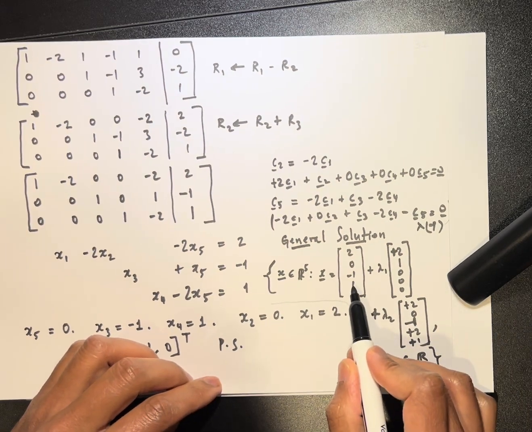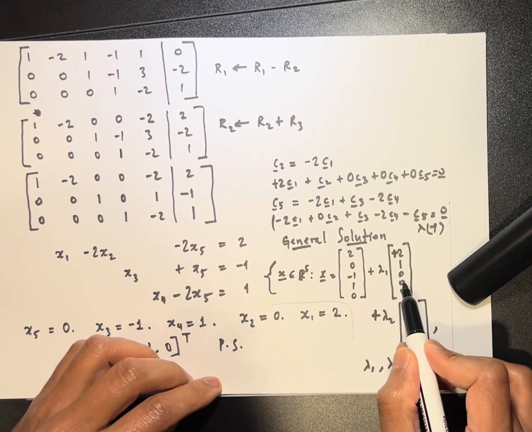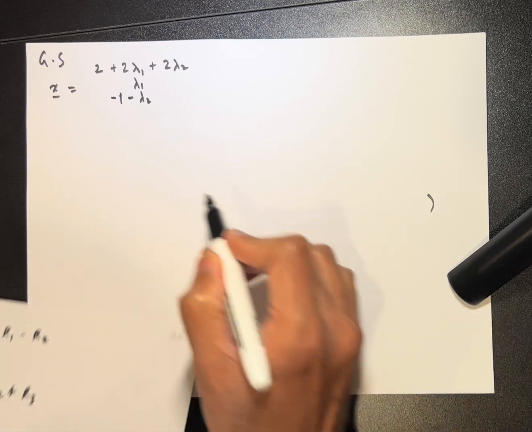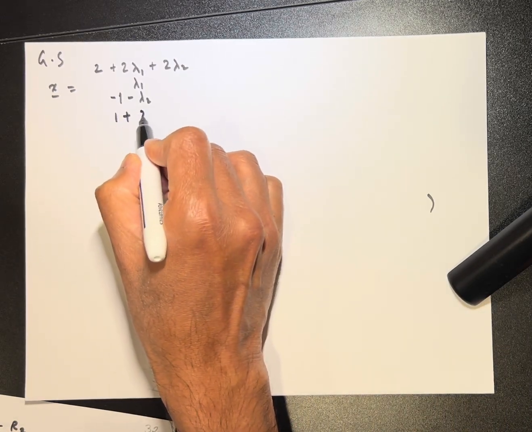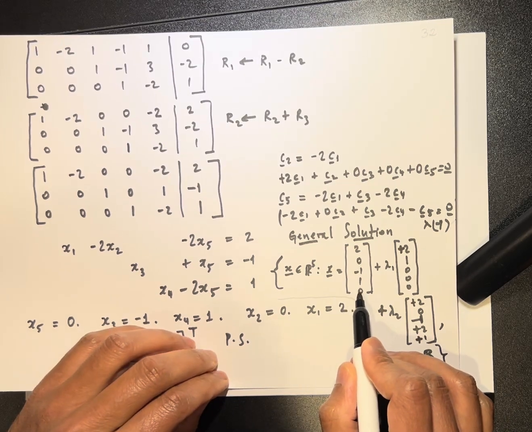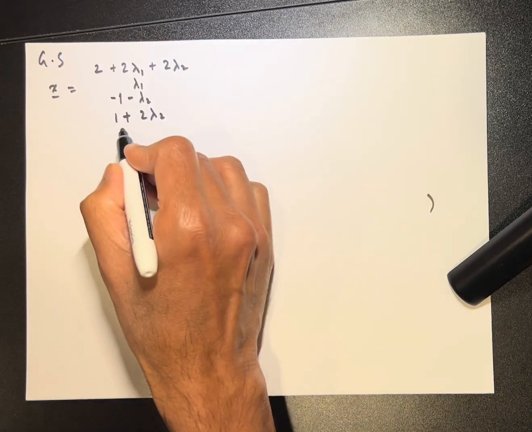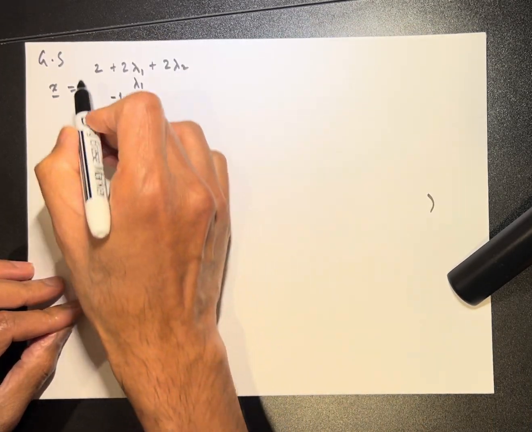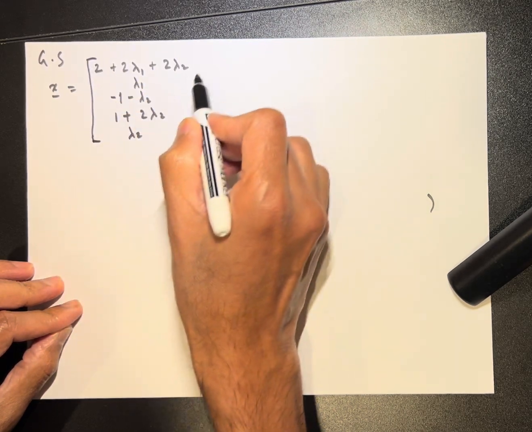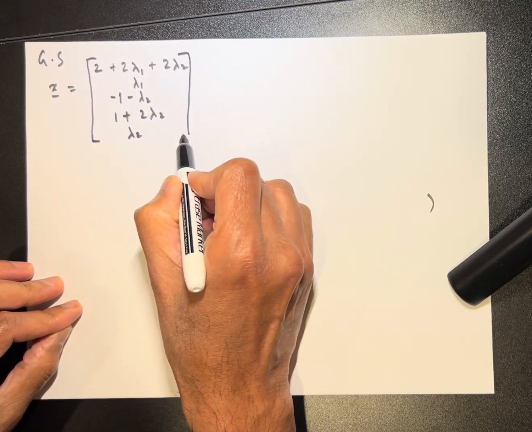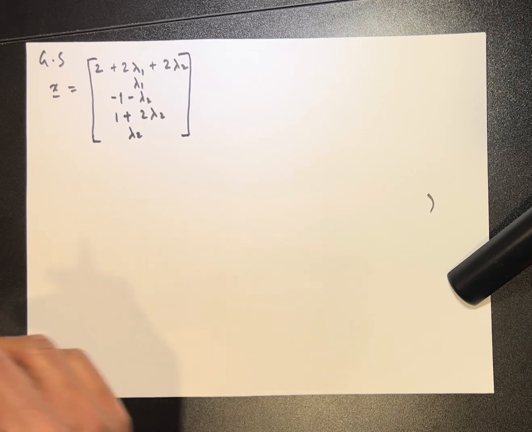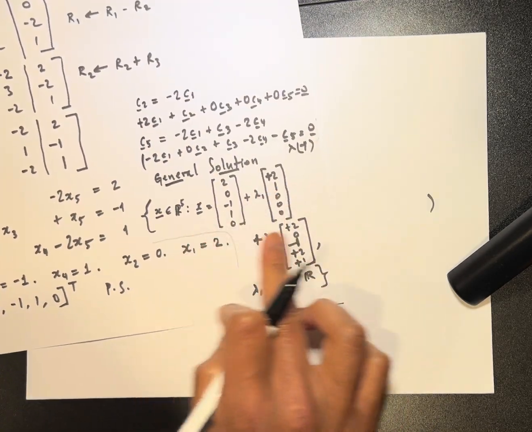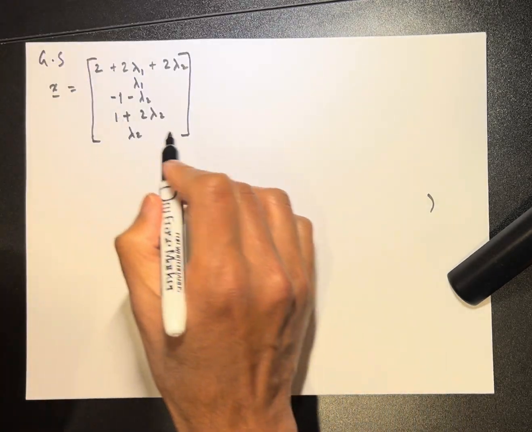And then this one is 1, this is 0, 1 plus 2 lambda 2. And then the last one is, this is 0, this is 0, this is lambda 2. Okay, so lambda 2. This is the general solution. We just wrote it in this form. I just took it and added them all up, right?